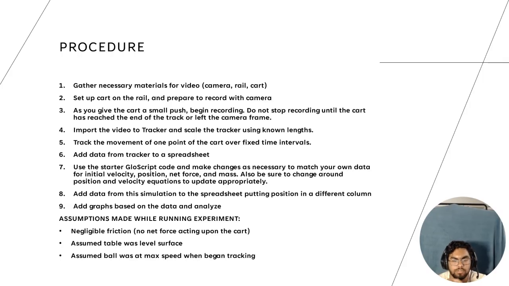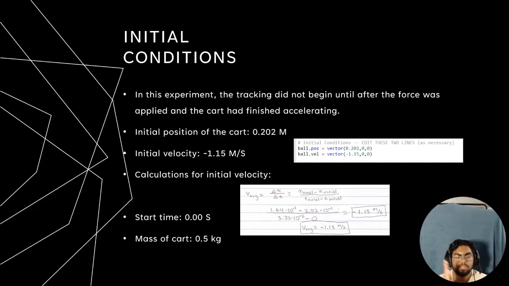We used the starter code on GlowScript to make changes to the initial conditions to set up for our computational model. Then we took the data from this simulation and added it to the spreadsheet in a different column. At the end, we made graphs for both of them and analyzed. Some of the assumptions we made while running this were that friction was negligible, the table was a level surface, and the ball was at max speed when we began tracking. So we didn't start tracking until after the cart had finished accelerating.